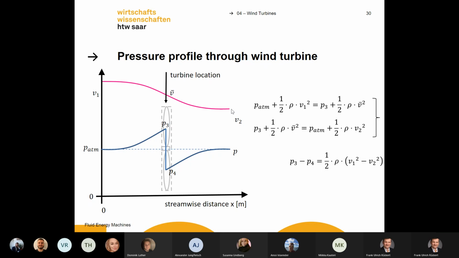And you can make an energy balance really similar to our Bernoulli's law, but it is not Bernoulli's law, though it looks a bit similar. You have here your atmospheric pressure, and you have here your kinetic energy, and this should be the same as here.